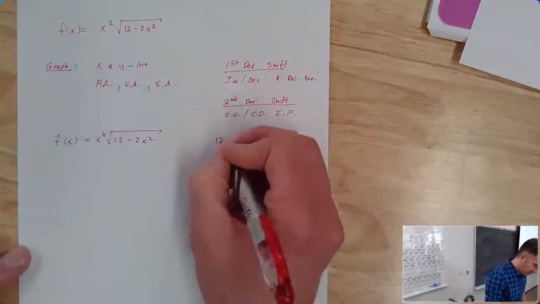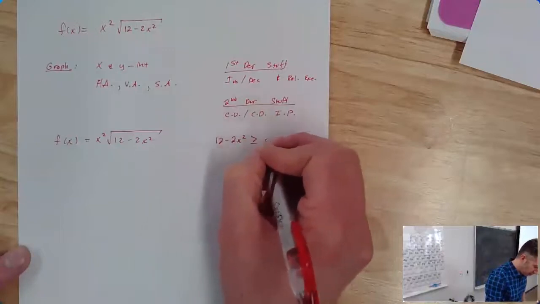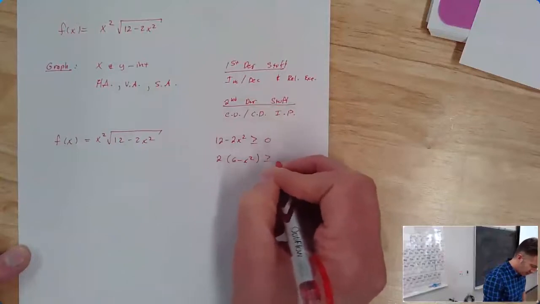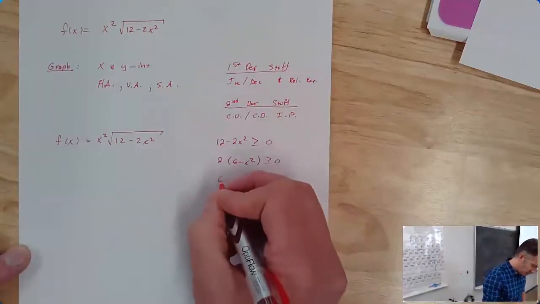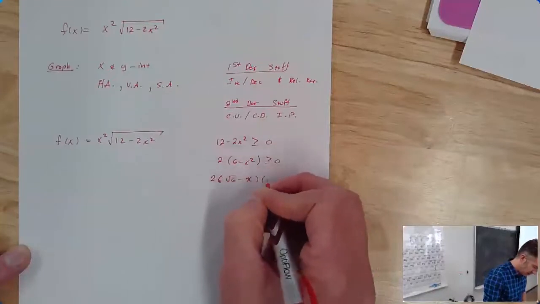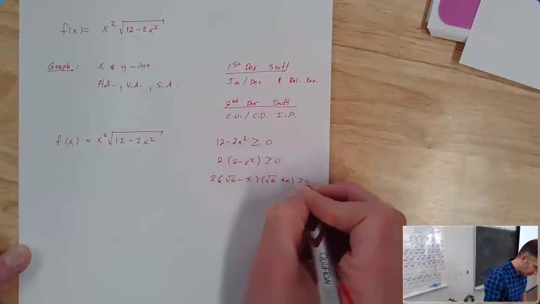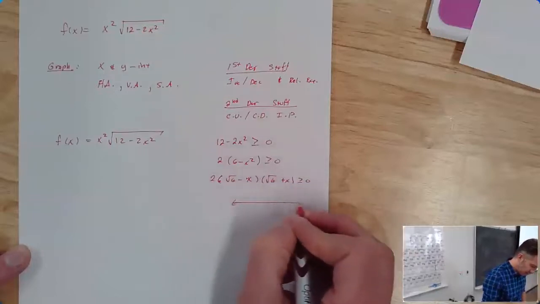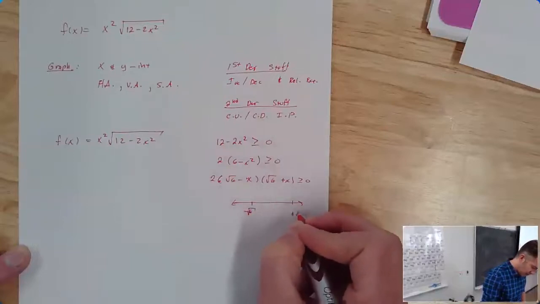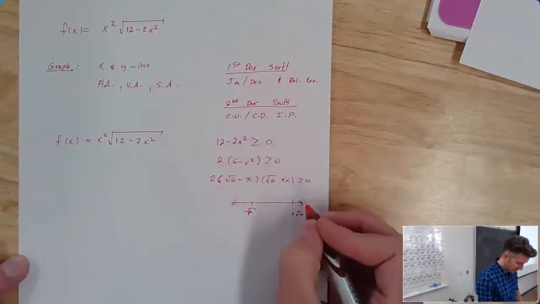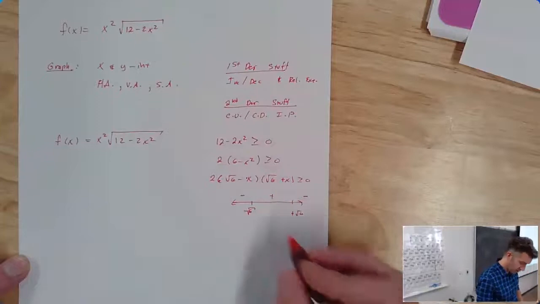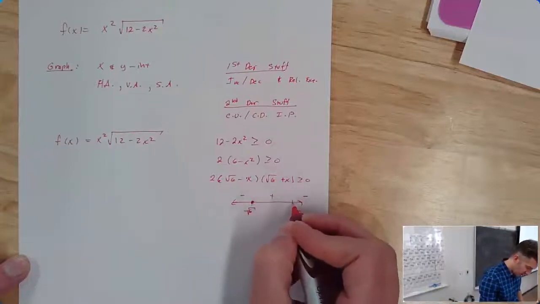If I think about 12 minus 2x squared being greater than or equal to 0, I have 2 times 6 minus x squared being greater than or equal to 0. It looks like I have 2 times the square root of 6 minus x times the square root of 6 plus x being greater than or equal to 0. If I look at the number line there, I'm stuck between negative root 6 and positive root 6. Because if x is bigger than root 6, it's going to be negative. If x is between those two, it's positive. If x is over here, it's negative. So we are limited to being just from here to here.